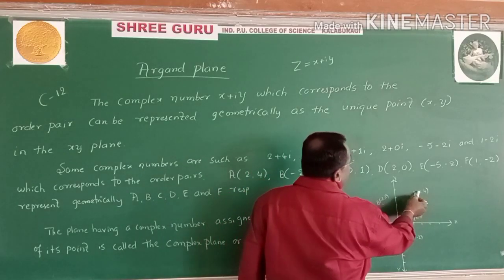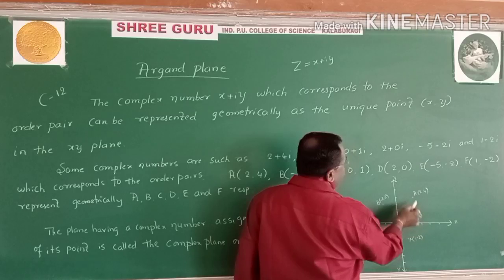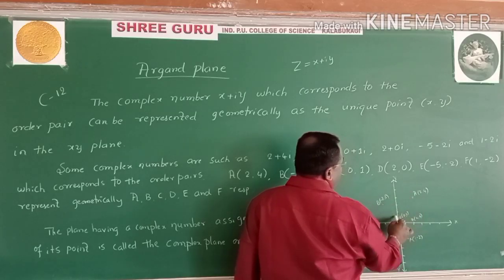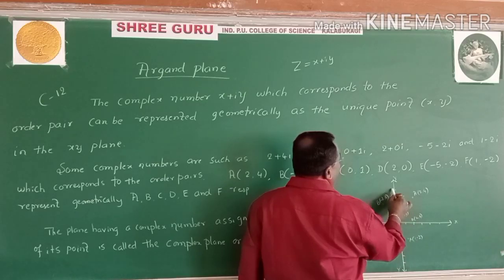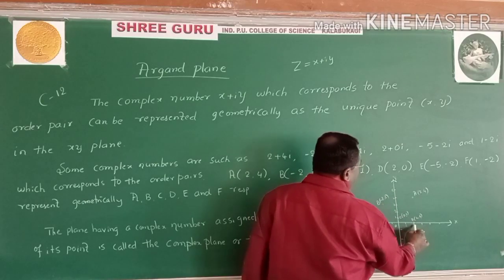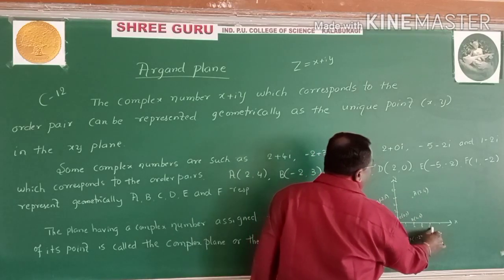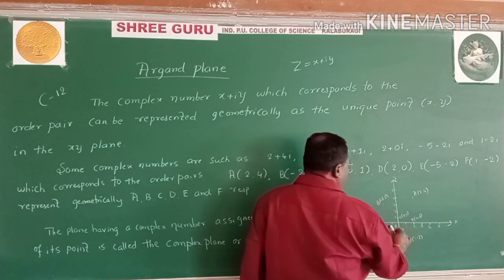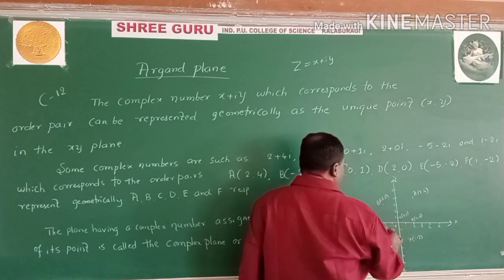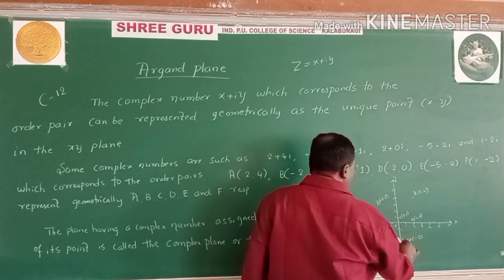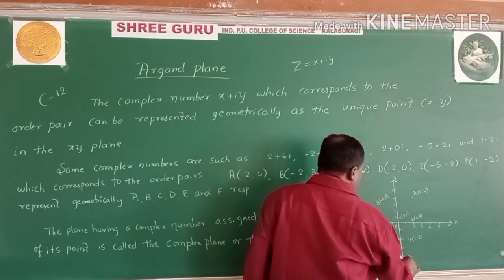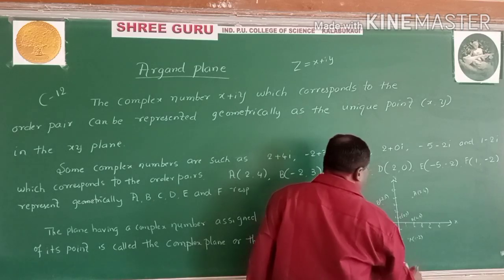A is what? 2 comma 4. Here x is 2, y is 4. Here 1, 2, 3, 4, 5 on the x axis, and also 1, 2, 3, 4, 5 on the y axis. Here also minus 1, minus 2, minus 3, minus 4, minus 5, and on the other axis minus 1, minus 2, minus 3, minus 4, minus 5.